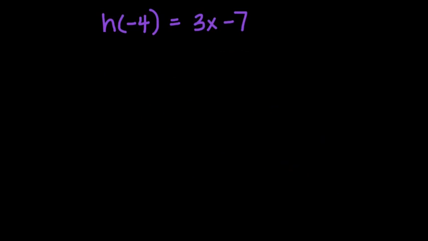Okay, let's try this one. This one's h of negative 4 equals 3x minus 7. So again, usually this is written h of x, and here they've changed the x to equal a negative 4.